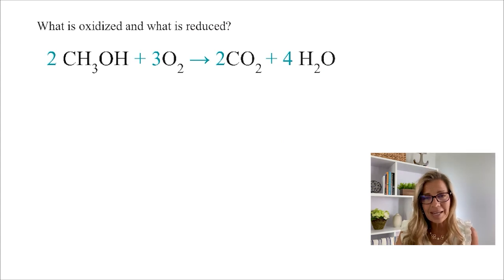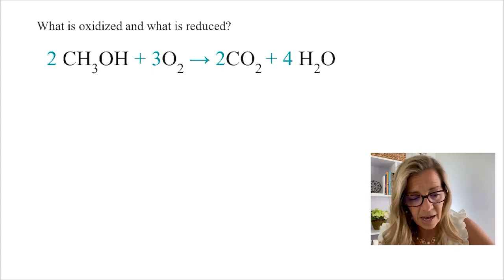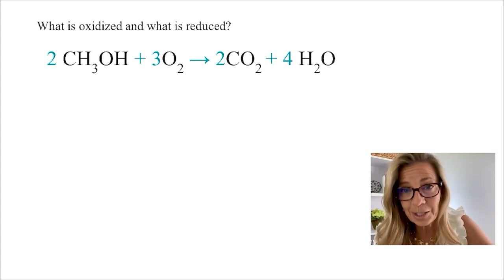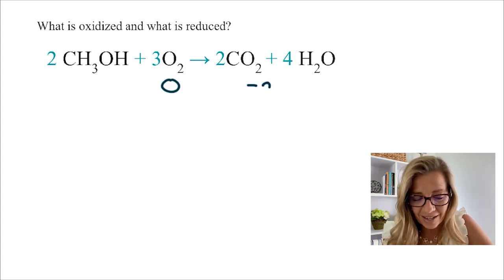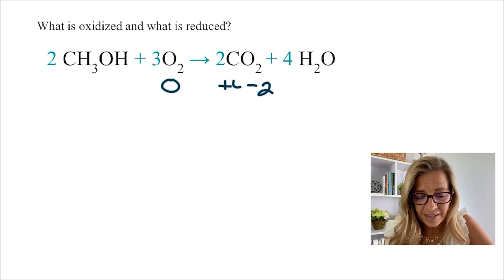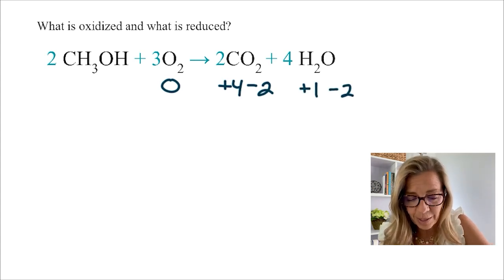All right, let's do another example. The first thing that we need to do is just write all of the oxidation numbers. Good practice at doing this. Okay, I'll do the easy ones first, right? I'll do the oxygen here, 0. I see oxygen is -2. Carbon must be +4.